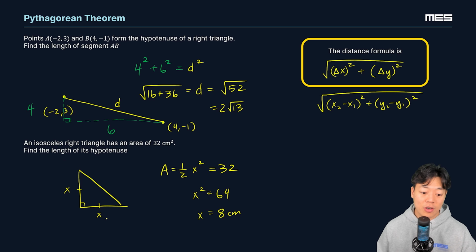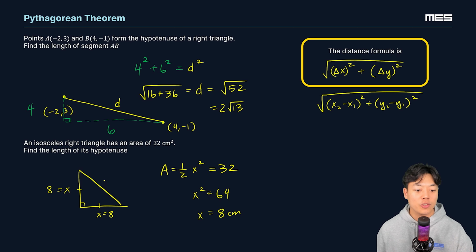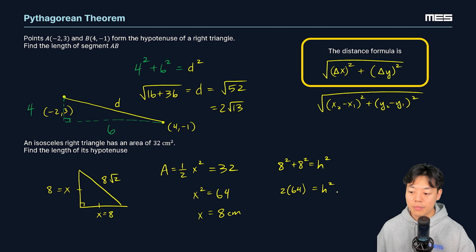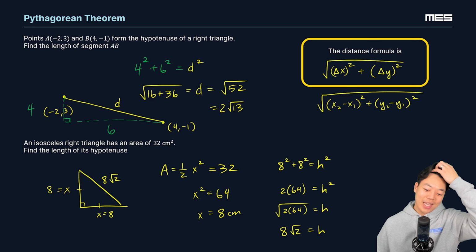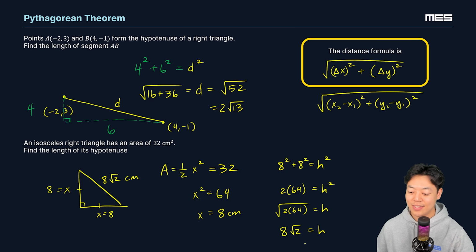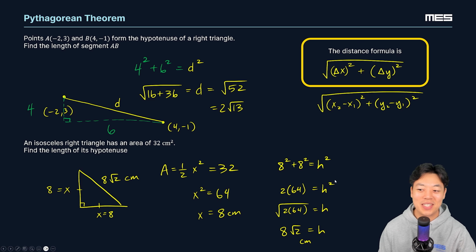We're not done. We have to figure out our hypotenuse. If x is equal to 8, then by 45-45-90 triangles, we know this is 8 radical 2. But let's say you don't know that yet. Let's set up a Pythagorean theorem. 8 squared plus 8 squared will be equal to the hypotenuse squared. 64 plus 64 is 2 times 64. And we can take the square root of 2 times 64. Notice how I left it like this, because the square root of 64 is 8. So we get 8 radical 2 is equal to h. Don't forget centimeters. Units of measure, very important.